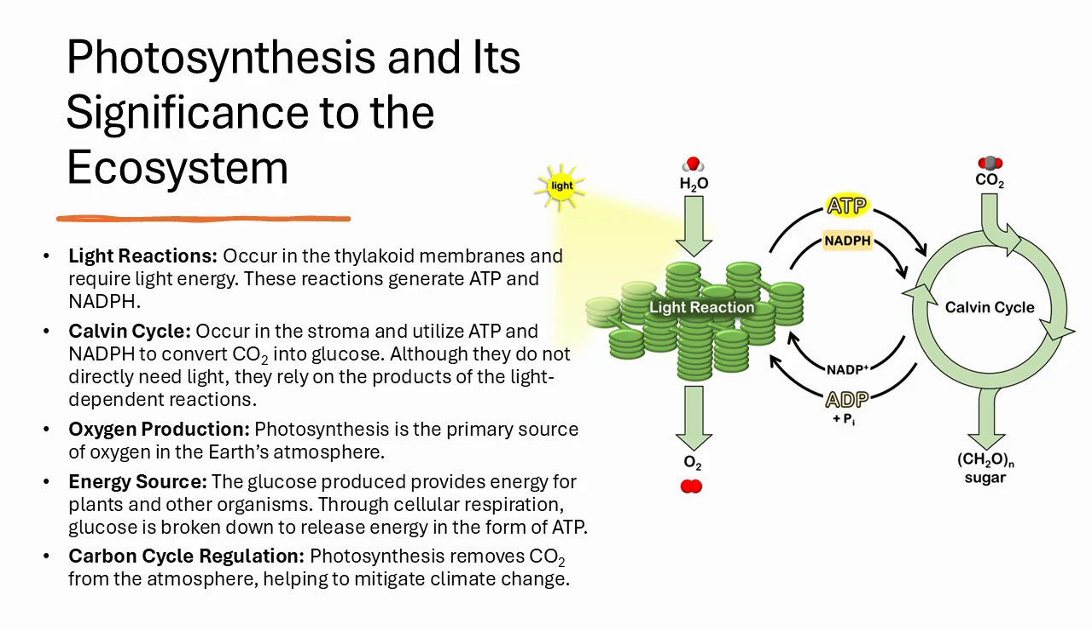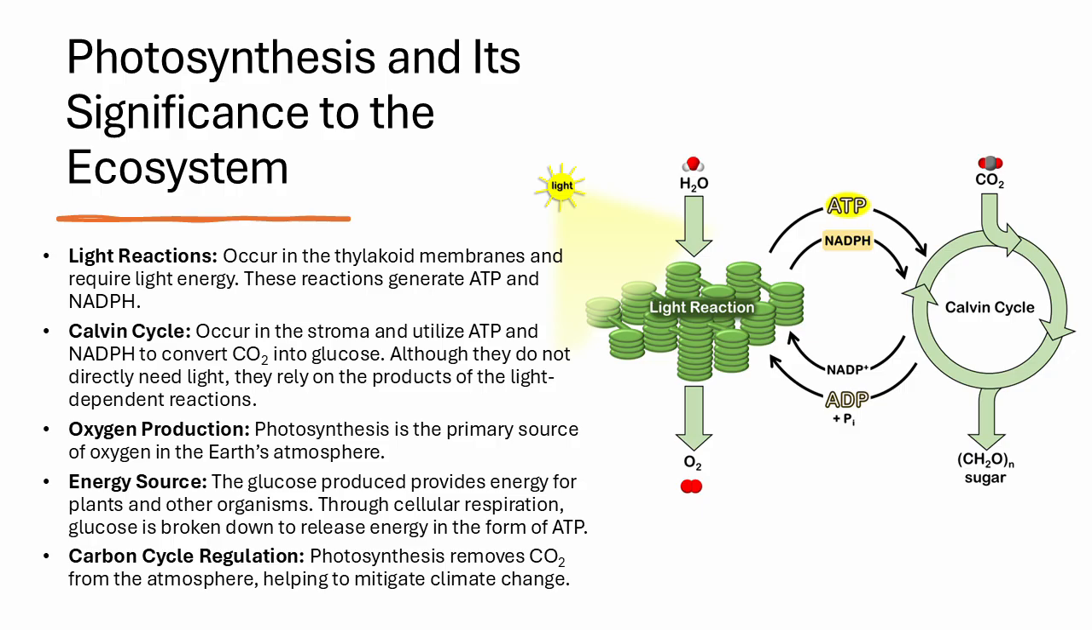The reaction center is part of the photosystem. There are two types of photosystems involved in photosynthesis: photosystem 1 and photosystem 2. They both work together to capture light energy and drive the electron transport chain, but they have slightly different roles.